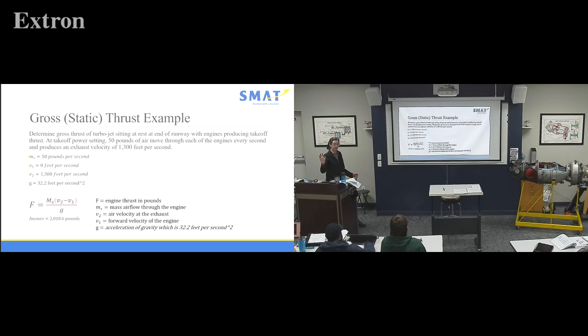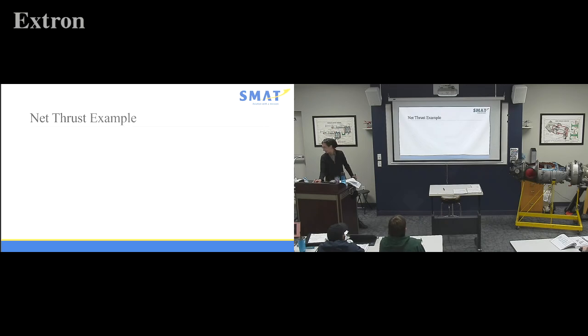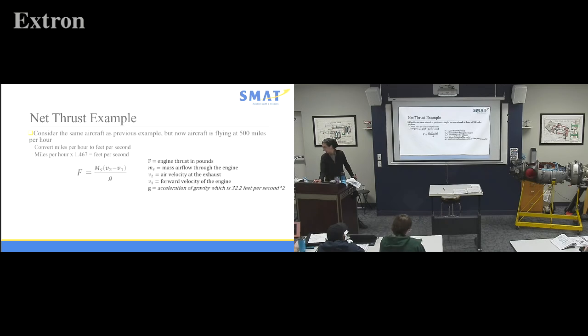Now, just tuck that away. Net thrust, and our symbol is F_N, our force for net thrust, is the effective thrust developed by the engine during flight, taking into consideration the initial momentum of the air mass prior to entering the influence of the engine.